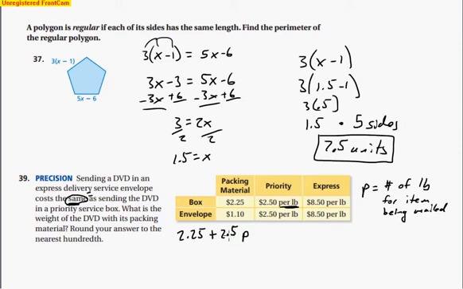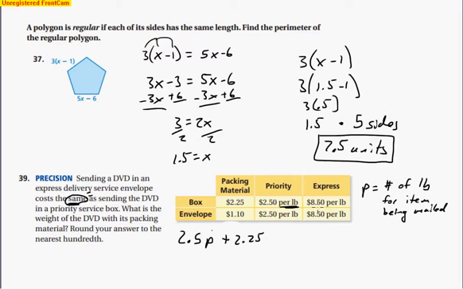Let's go ahead and fix this real quick. Let's erase this for a second. So we've got the packing material, the priority, and the express. We've got $2.25 for the packing material, so we've got 2.5 times P plus the $2.25. We had that initially, that was this part here for the box. That's for the priority, and then the express is different.